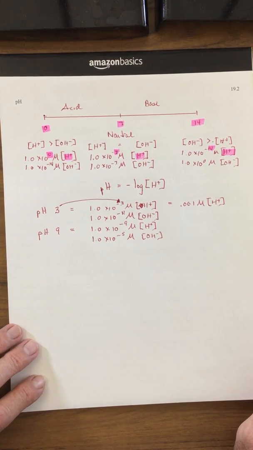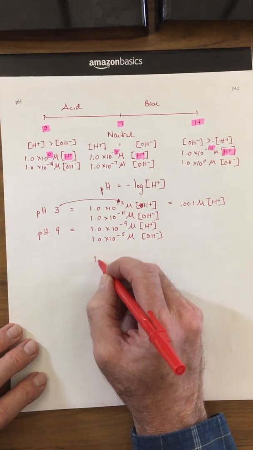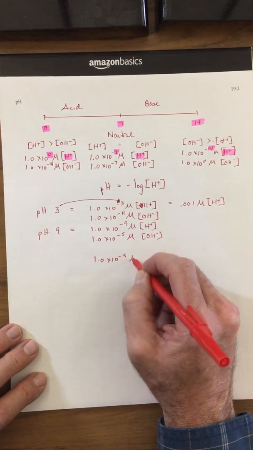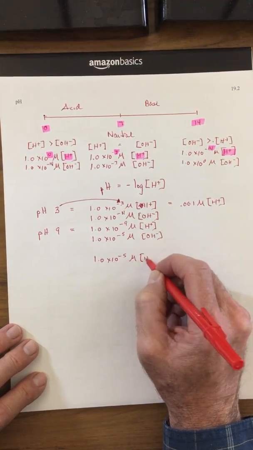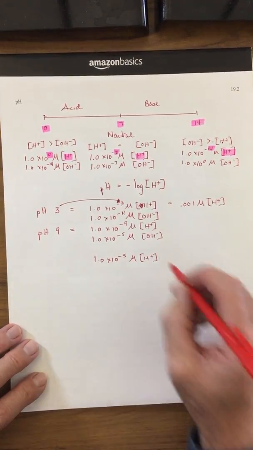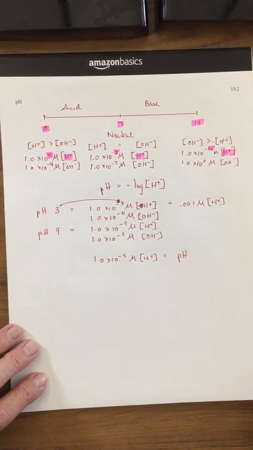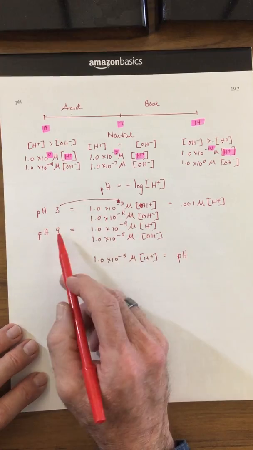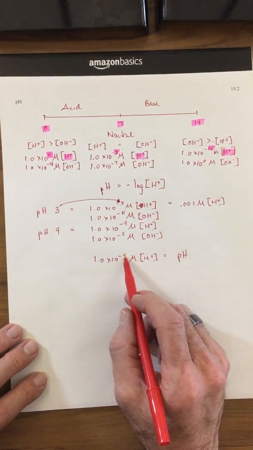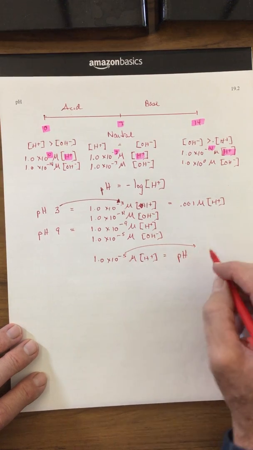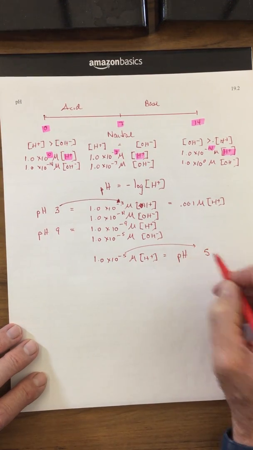Let's work backwards and see what the pH is going to be. If I have 1.0 times 10 to the minus 5 molar of hydrogen ions, this is going to be equal to a pH of what? Well, if 3 is -3 and 9 is -9, -5 is going to be a pH of 5.